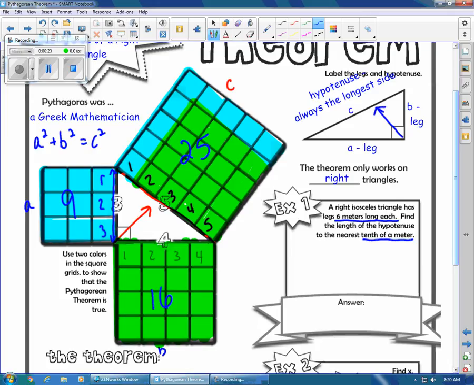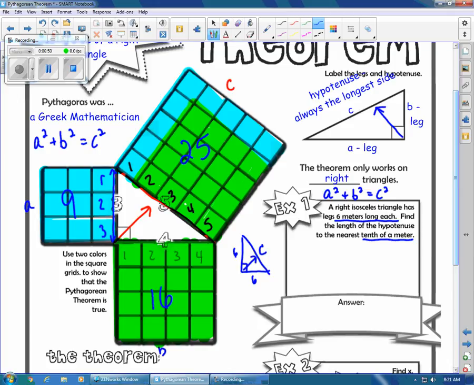Okay, so isosceles means my two legs are the same size. So if I use my a squared plus b squared equals c squared, if you want to draw a picture of it, you may. So if I've got my right triangle and my two legs are both 6, 6, here's my right angle, and that's going to be my c side, I'm going to go ahead and fill in my unknowns in my equation.